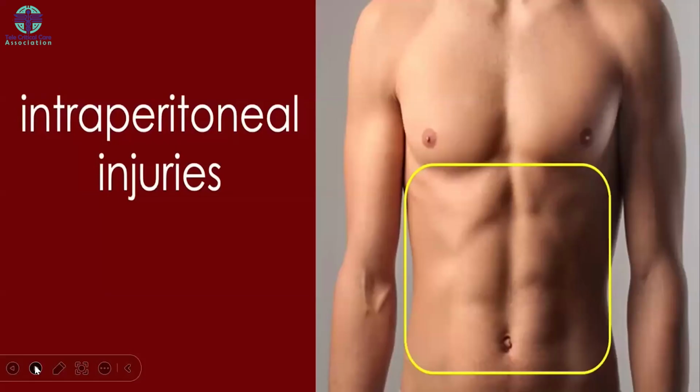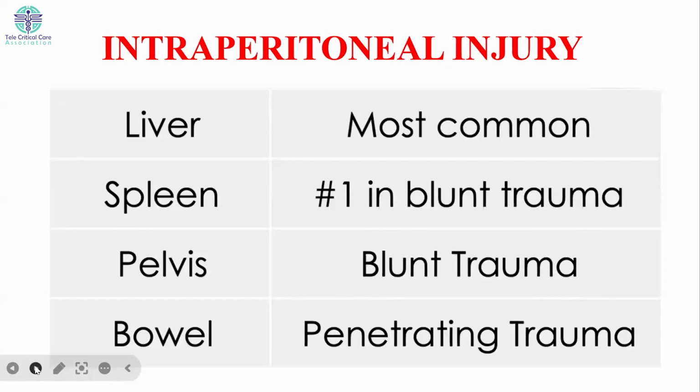Okay. Now, in a trauma patient, sonography is used to detect intraperitoneal injury and thoracic injury. In intraperitoneal injury, the liver is the most common one, the spleen in blunt trauma, and the pelvis and bowel in penetrating trauma. These are the most common organs which are involved in intraperitoneal injury.